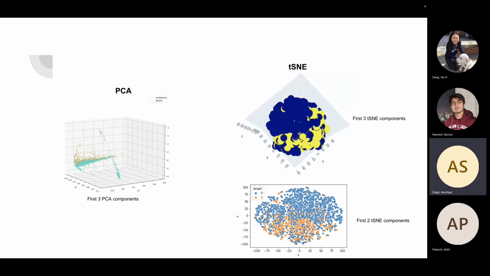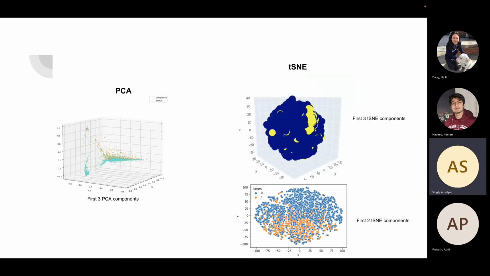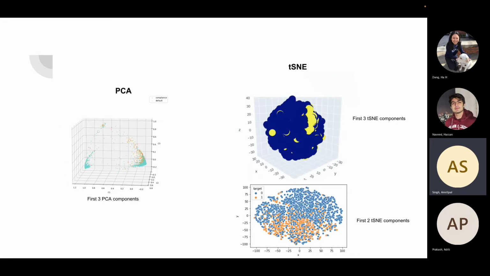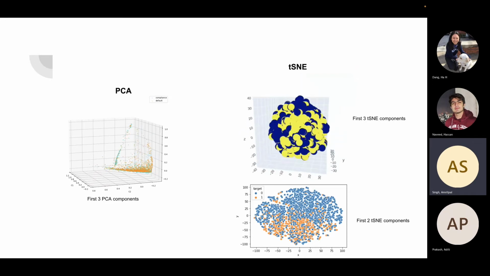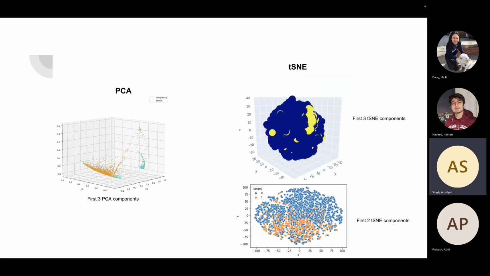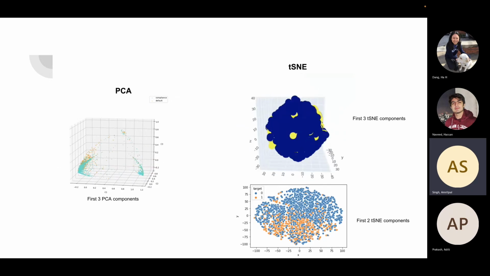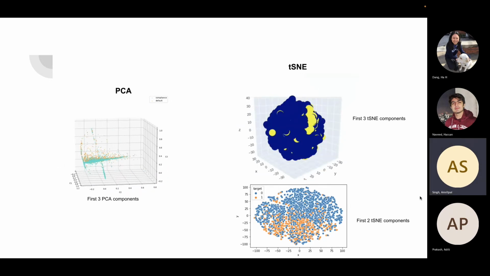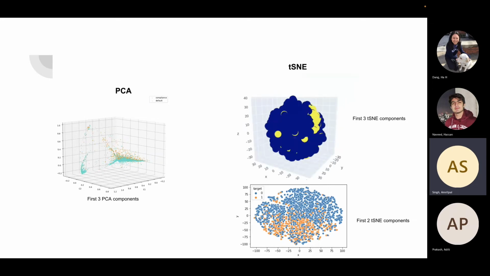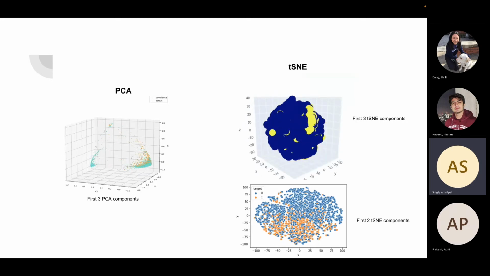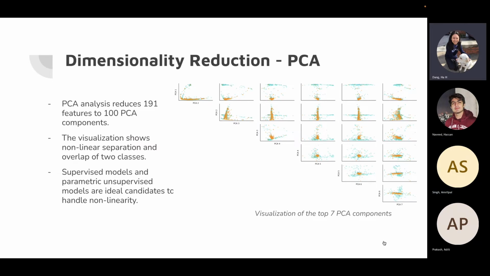We looked into dimension reduction methods for data visualization. Here we see 3 components of the PCA, which is a linear dimension reduction method, and t-SNE, which is a non-linear method. We can see that the classes are not linearly separable and there is a significant overlap in the clusters. We use PCA to do dimensionality reduction.